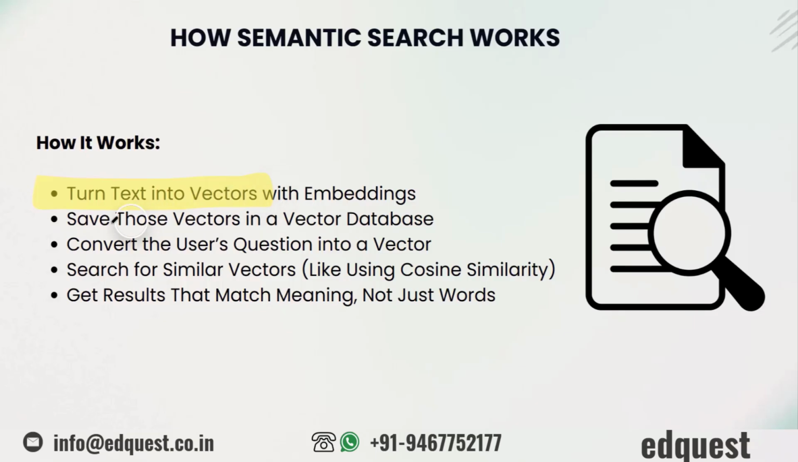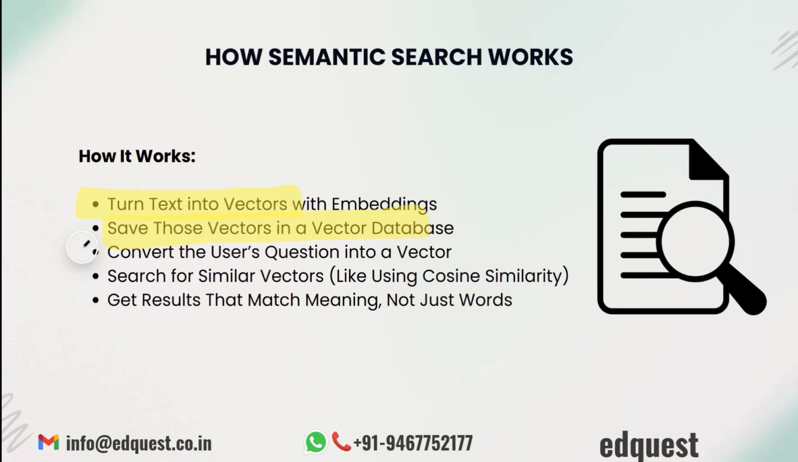The next step is to store in a vector database. That also we discussed in an earlier video, why we need a vector database. After creating vectors, all our documents, articles, and product descriptions are converted into embeddings and stored in a vector database, which we discussed in the last video.